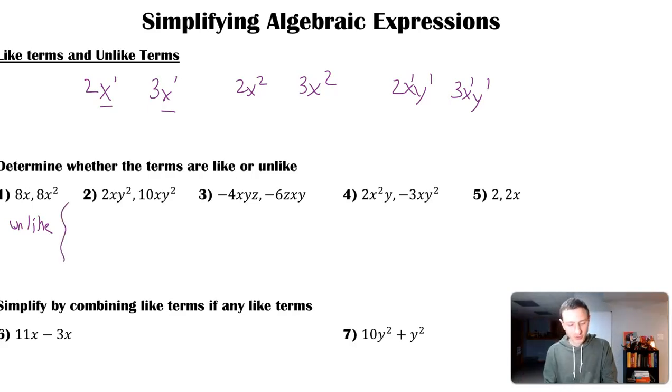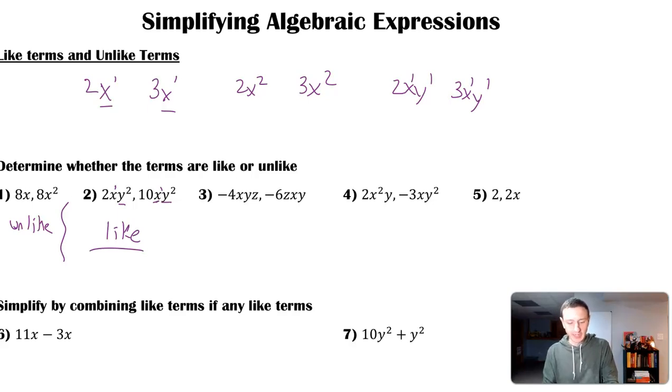Number 2, 2xy squared and 10x to the first, y to the second. So we have x to the first, x to the first, check. Y to the second, y to the second, check, check. So that means that these are like terms. Good to go.